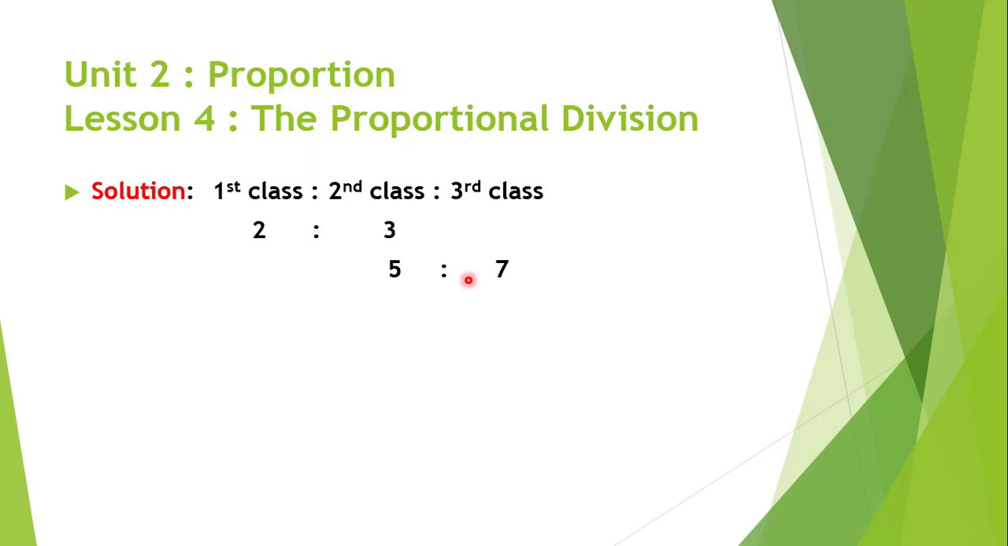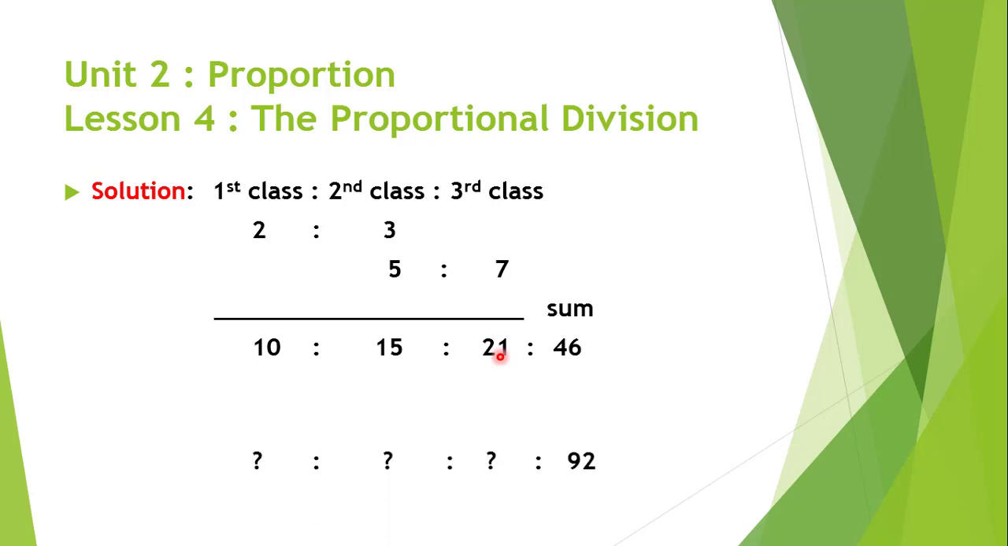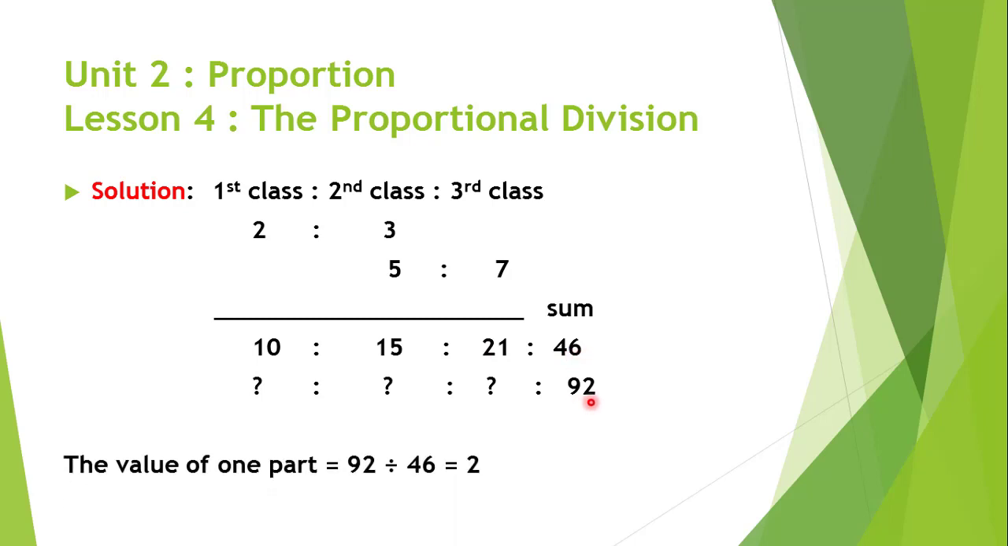Okay, let's get the ratio among the 3 numbers. First to second to third. You remember? 2 times 5, 10. 5 times 3, 15. And 3 times 7, 21. The summation is here 46. 10 plus 15 plus 21 equal 46. The real summation is 92. So the value of each part, I divide 92 divided by 46.